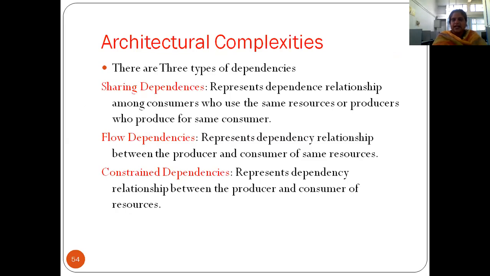Constrained dependency represents dependency between the producer and consumer of resources. Between the producer and consumer of resources means different resources. Okay, sharing is same consumer, same producer. Next, flow is consumer and producer of the same resources, and next one, constrained is producer and consumer of different resources.